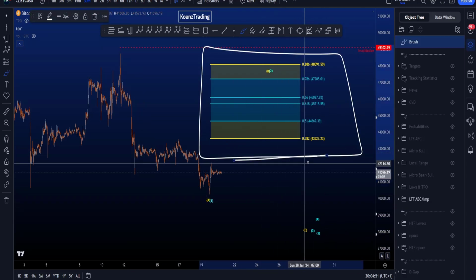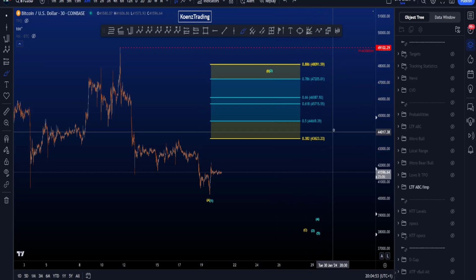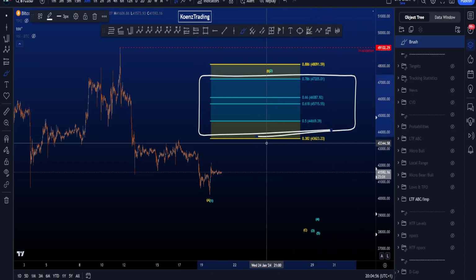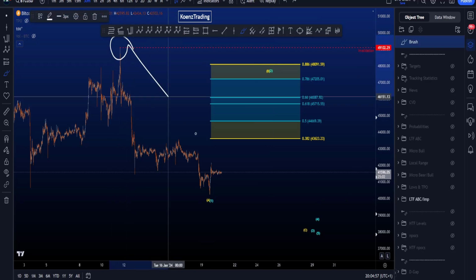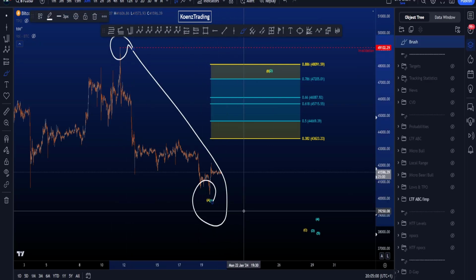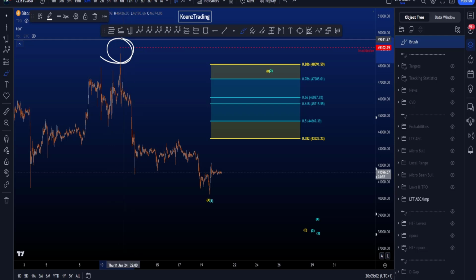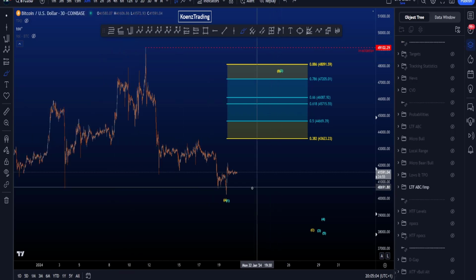Most common target for a wave B is between the 0.382 and the 0.886. Most common target for a wave 2 is between the 0.5 and the 0.786, taken from the high to the low of wave 1 or A, with the invalidation being price moving above the high here.